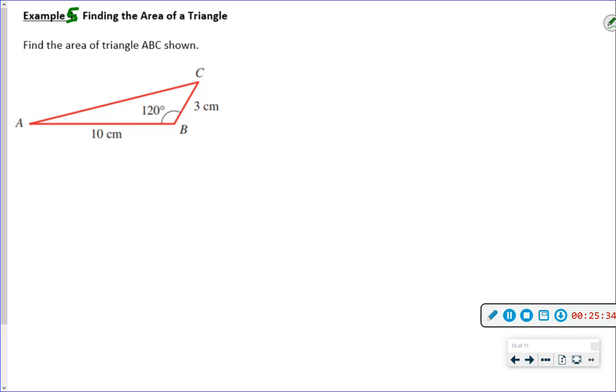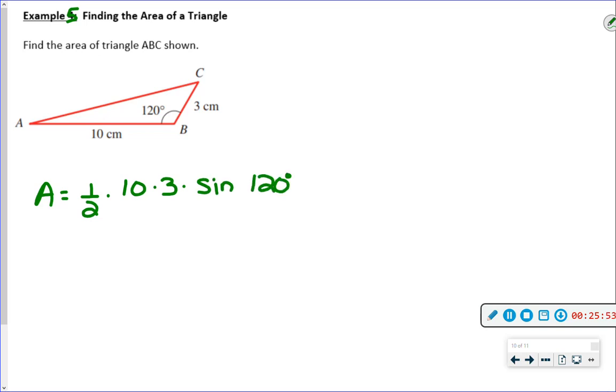So, find the area of the triangle. No base height over 2 needed. I don't have the height, I don't care about the height. I'm going to use our new formula, 1/2 times the sides. I don't care if you do 10 first or 3 first, whatever. Times the sine of the included angle.